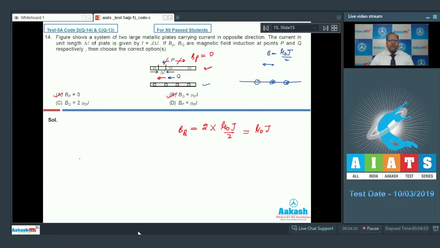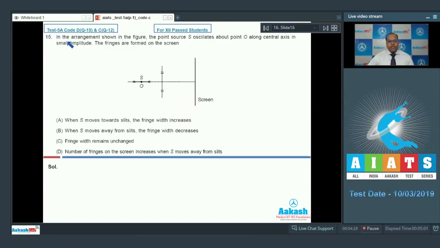Let's move to question number 15. In question number 15, in the arrangement shown in the figure, the point source S oscillates about point O along central axis in a small amplitude. The fringes are formed on the screen.